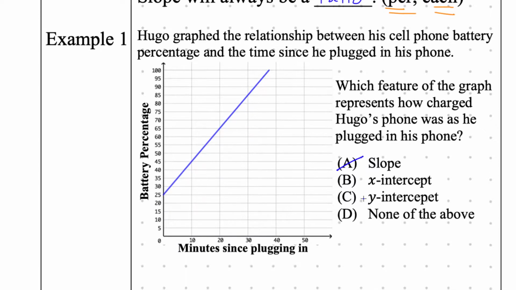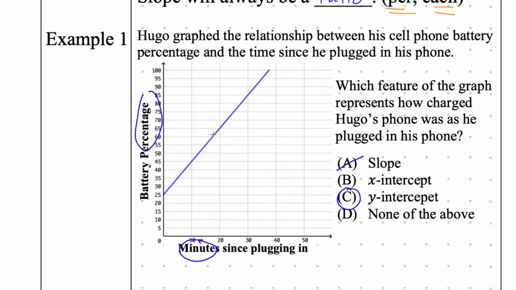So the x-intercept should be in units of minutes, and then the y-intercept should be units in percentage. So we're talking about what percent his phone was at, how charged was it, what percent the battery was. So I'm talking about the y-axis, and this is indeed the y-intercept.